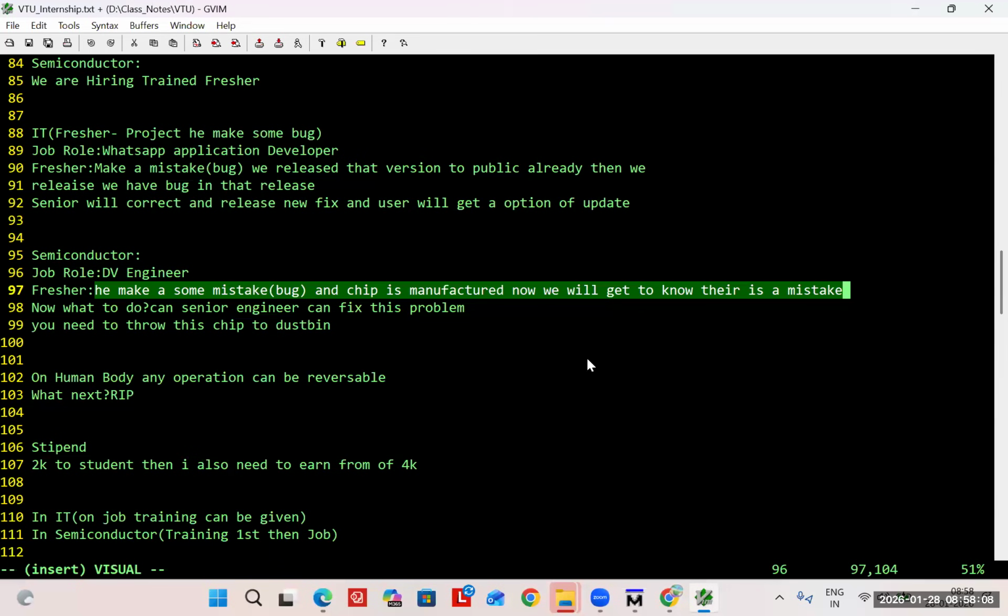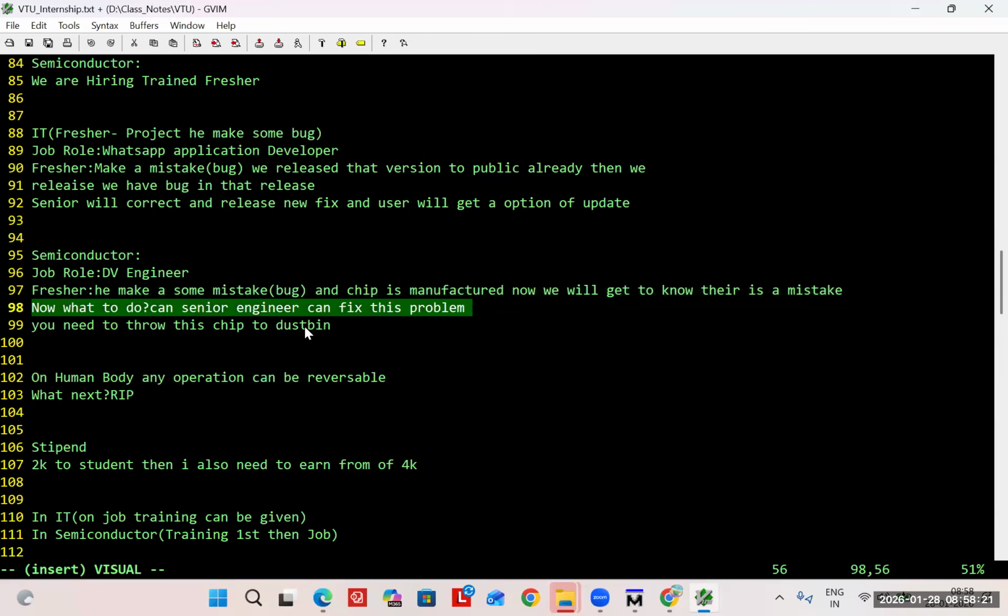What you need to do with that chip is take it and throw it in the dustbin in your home. That's it. There is no more solution for that. That chip is of no use to you. Correct. Now what to do? Nothing. How to fix it? No. There is a dustbin, you throw that chip, that's it, over.